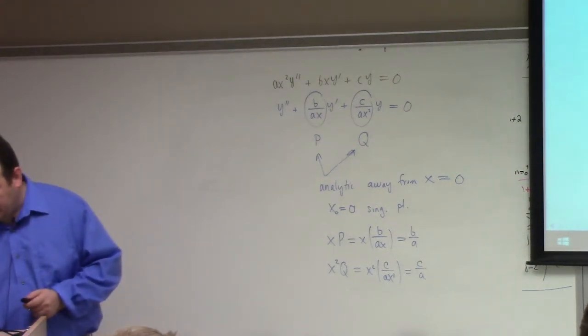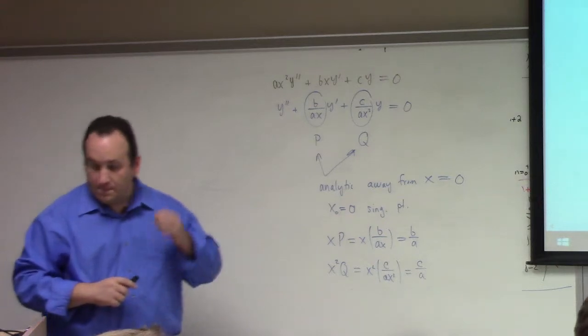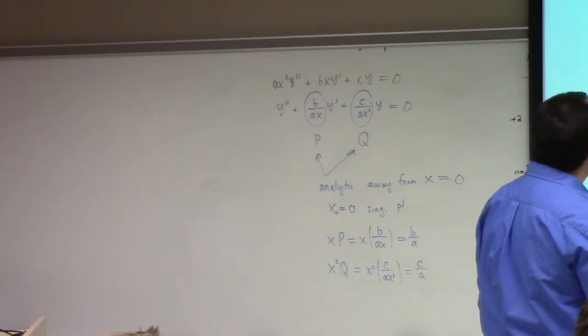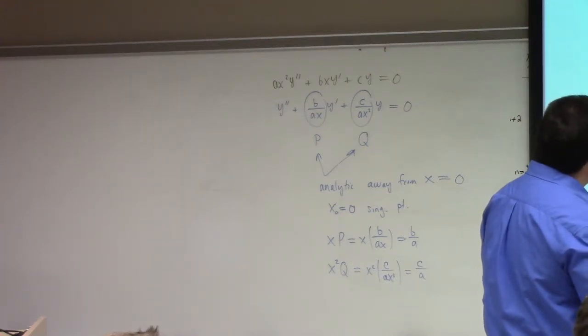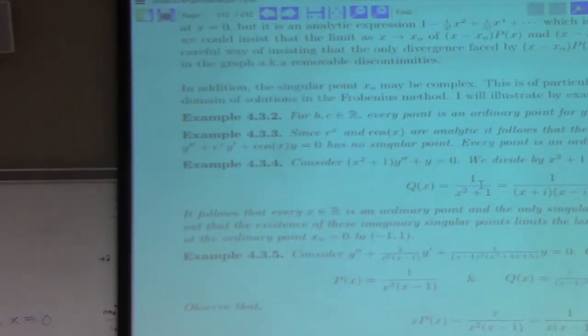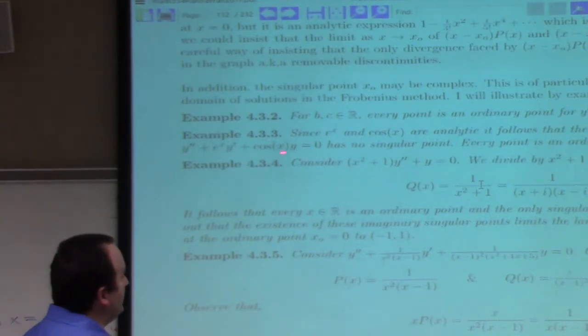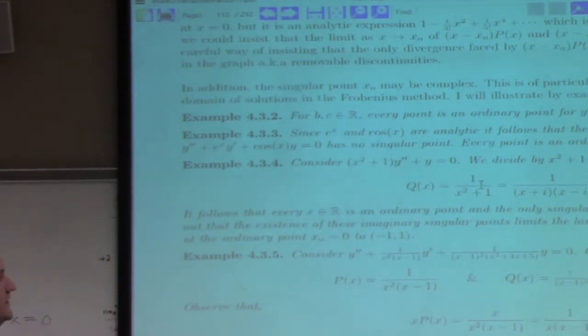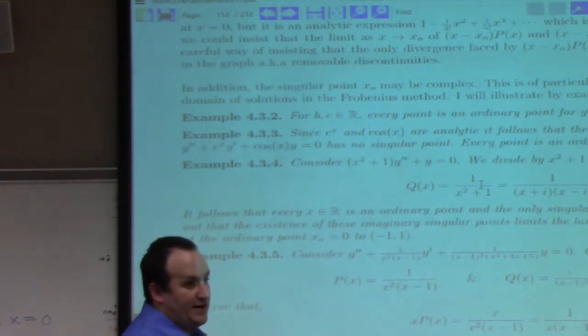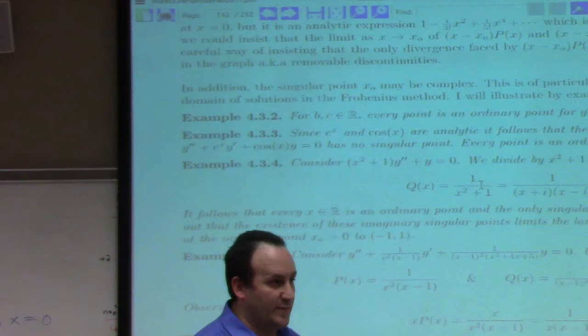Let's see if I got some examples here. Here's a good example. e to the x and cosine x are analytic, so the differential equation y prime prime plus e to the x y prime plus cosine x y equals 0 has no singular points, because its coefficient functions are analytic everywhere. You can use power series methods to find a solution centered about any point you want, and it will work out. In contrast, if we look at x squared plus 1 y prime prime plus y equals 0, again this isn't quite in the right format yet. I have to divide by x squared plus 1 to get to the right big P, big Q format.